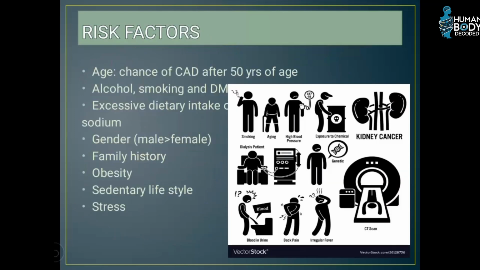Now let's move to risk factors. These are the factors that if any one or more of them are present, the chances of getting hypertension increase significantly. The first risk factor is age. If someone's age is above 50 years, the chances of them getting hypertension increase. If someone consumes alcohol, smokes, or has diabetes, they are also at a higher risk of developing hypertension.